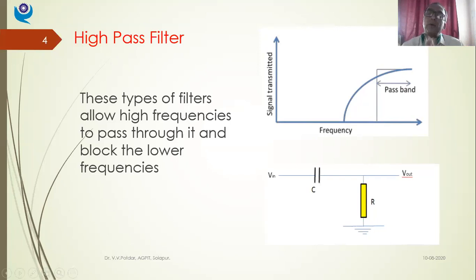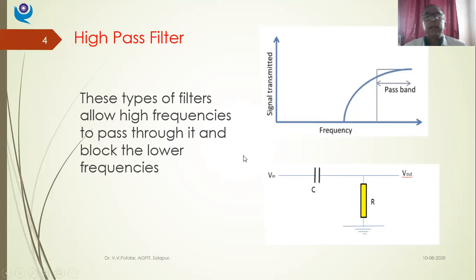And where will these signals go? These signals will go to your actuator, or they will go to your controller. So this is the high frequency pass filter. These types of filters allow high frequencies to pass through it and block the lower frequencies. Is it clear? High pass filters allow high frequencies to pass through it and block the lower frequencies.